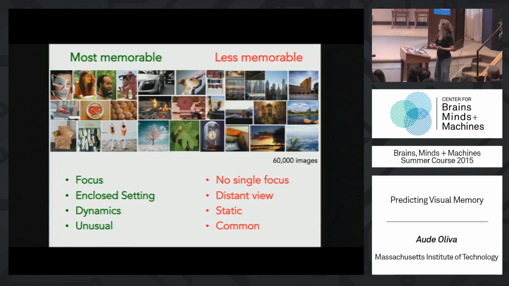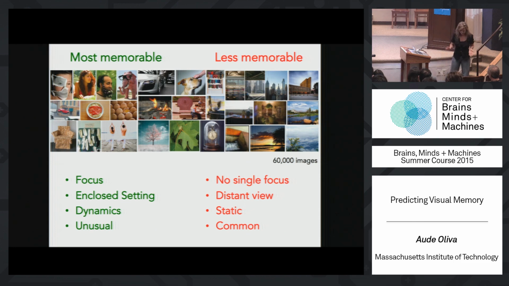the types of images that seem to be the most memorable are the ones which have a focus and close settings that show some dynamics and something distinctive, unusual, a little different, whereas the less memorable ones seem to have no single focus, distant view, static, and more commonalities. Also, you can still find two images that will have focus and dynamics, and one of them will be more memorable than the other because it will have something unusual that now our system can capture.